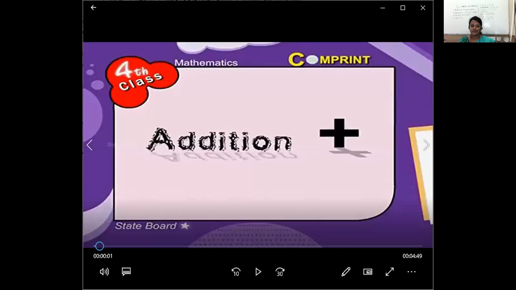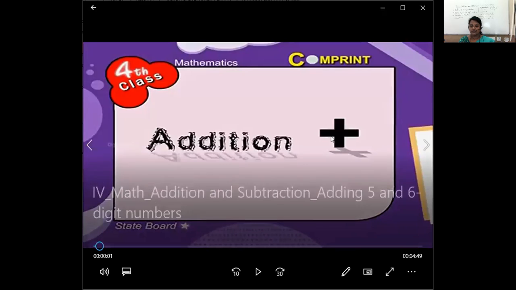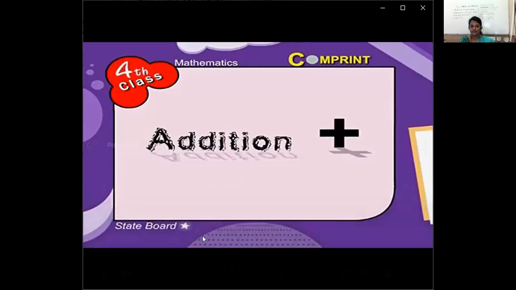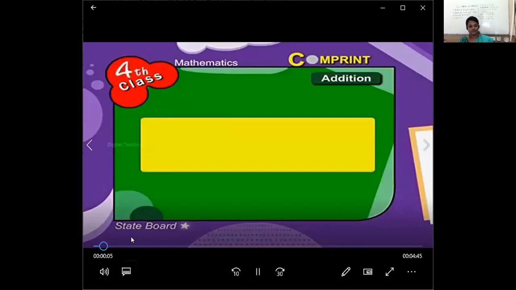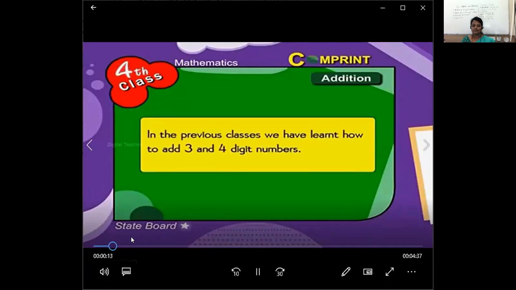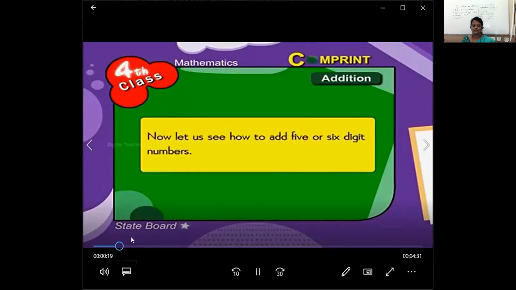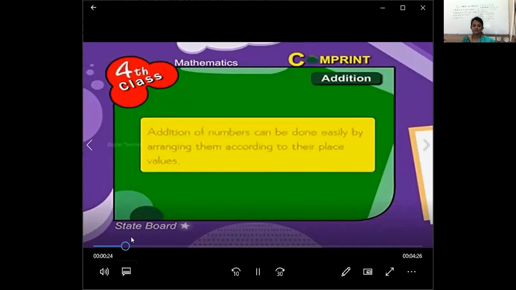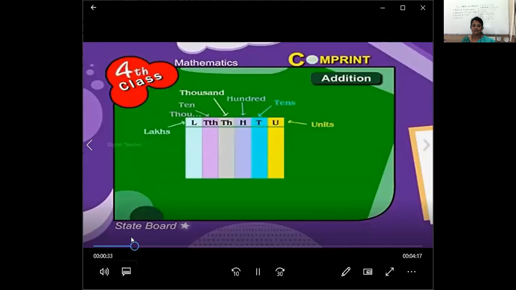Here's a short video to introduce you to examples on addition of 5 and 6-digit numbers. Addition gives sum or total. This is more than any of the given numbers. In the previous classes, we have learnt how to add 3 and 4-digit numbers. Now let us see how to add 5 or 6-digit numbers. Addition of numbers can be done easily by arranging them according to their place values. So let us arrange some of the numbers here.